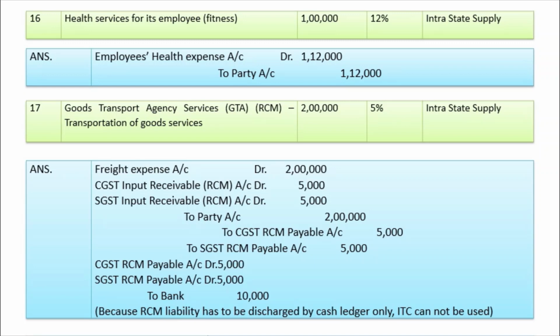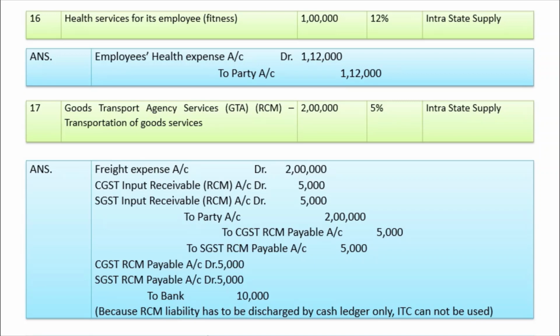So the entry is a little bit different. CGST input receivable account debit, SGST input receivable account debit, and at the same time it is a liability of the person also. So that is why it is to be credited to CGST RCM payable account, to SGST RCM payable account. Why is it payable? Because the recipient has to pay this 5,000 plus 5,000 to the government through the cash ledger, and then later on input credit is available. So that is why we have to pass the second entry along with this.